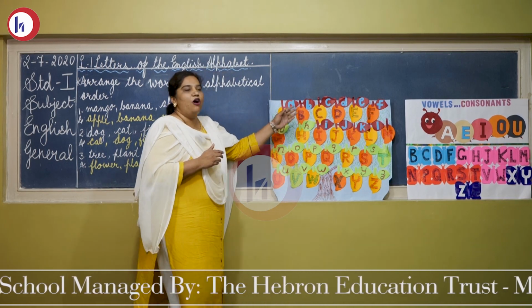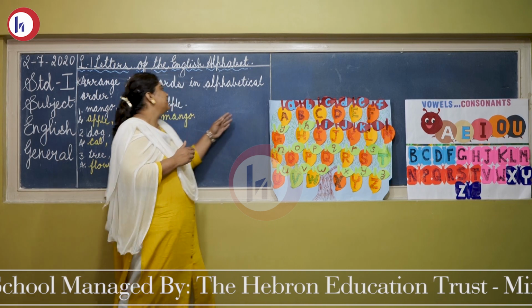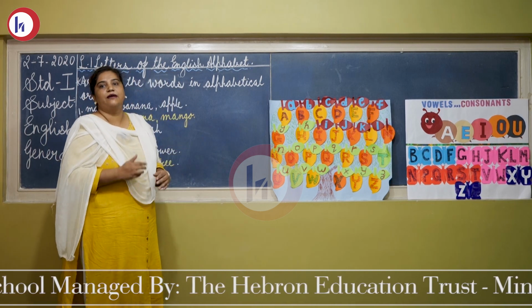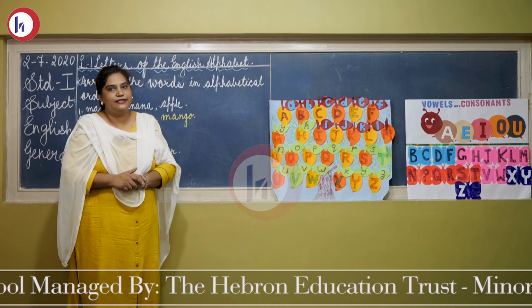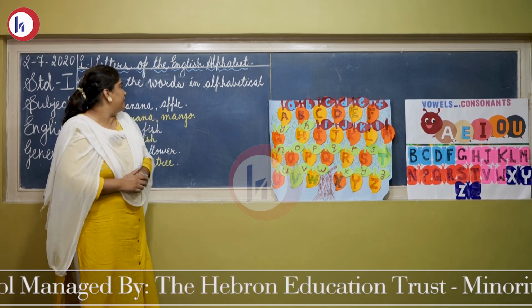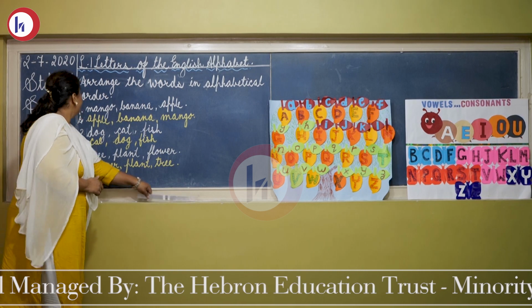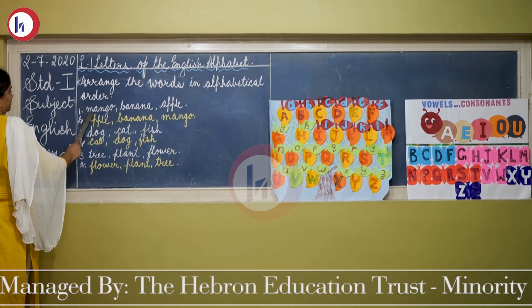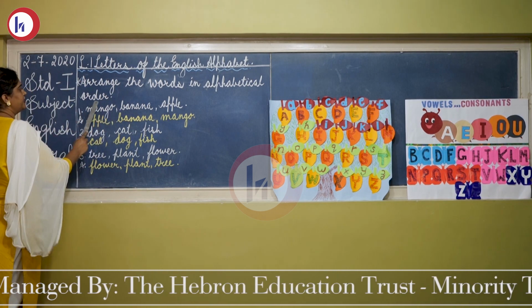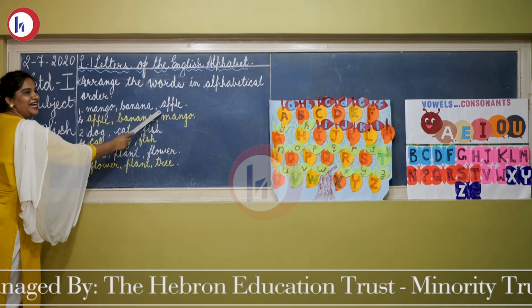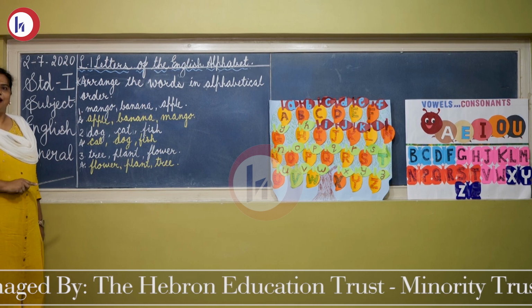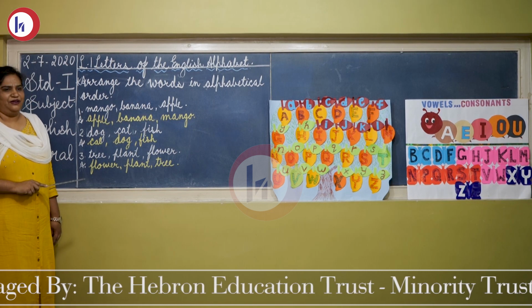Now dear students, we'll learn some examples, and I will give you some examples. You have to arrange those words in alphabetical order. Now here you can see, arrange the words in alphabetical order. One is mango, banana and apple. Are they in alphabetical order?